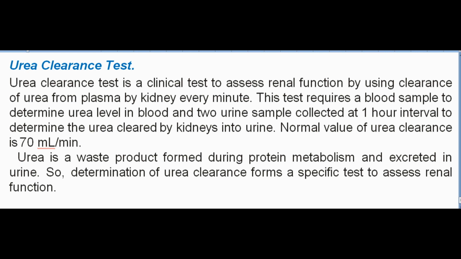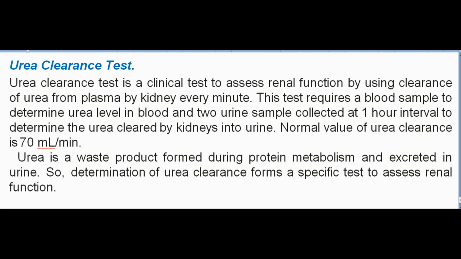Urea clearance test. Urea clearance test is a clinical test to assess renal function by using clearance of urea from plasma by kidney every minute. This test requires a blood sample to determine urea level in blood and 2 urine samples collected at 1 hour interval to determine the urea cleared by kidneys into urine. Normal value of urea clearance is 70 ml/min.